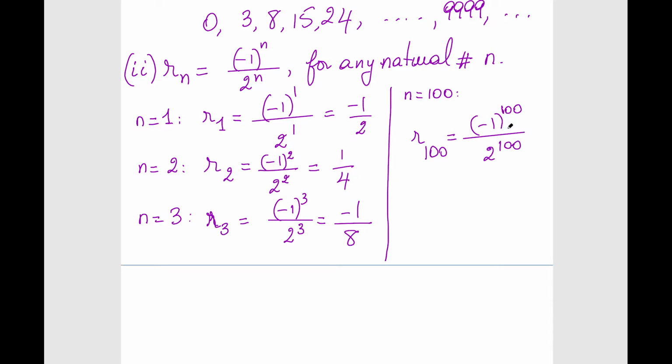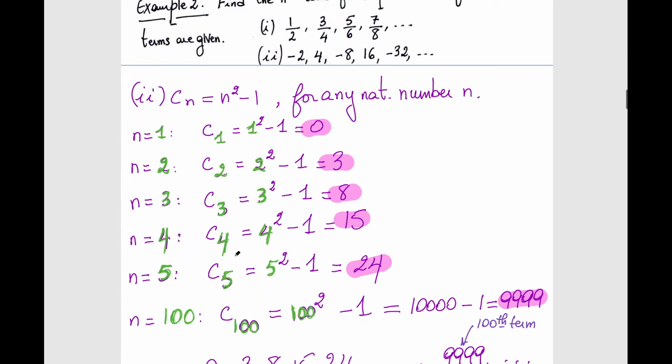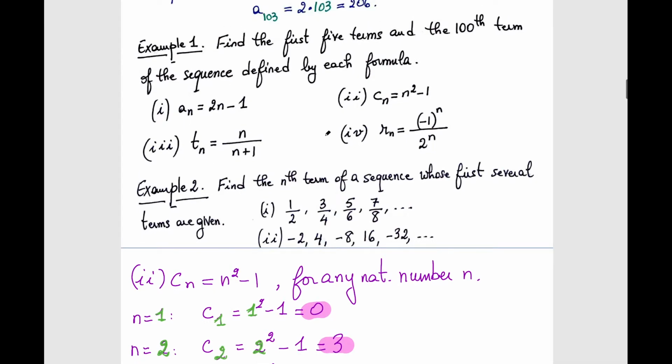Am I correct? And what's minus 1 to power 100? Is 1, because 100 is even. Divided by, don't worry about this, just keep it 2 to power 100, whatever it is. Okay. Alright, so this would be the 100th term. And please complete the rest, just do the fourth and the fifth. And complete this example. Okay. But I hope you got the idea.